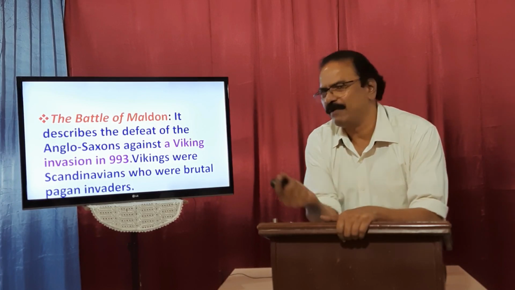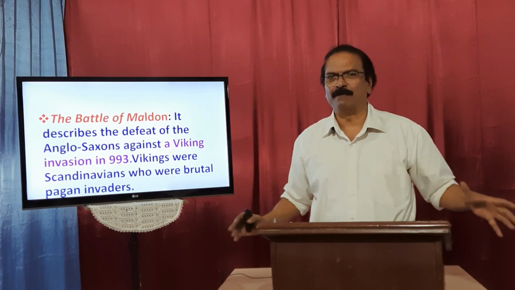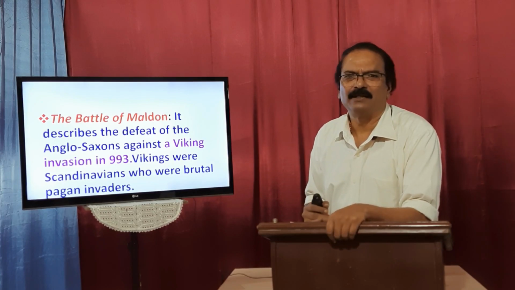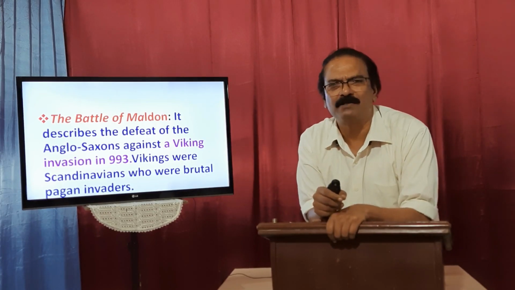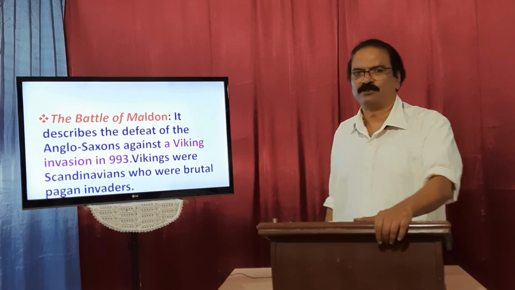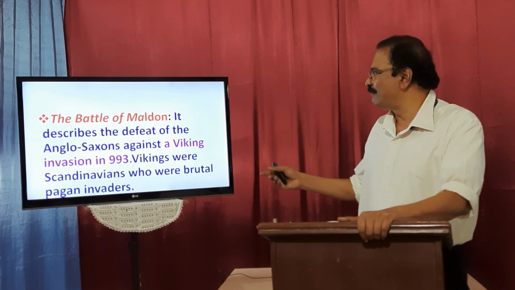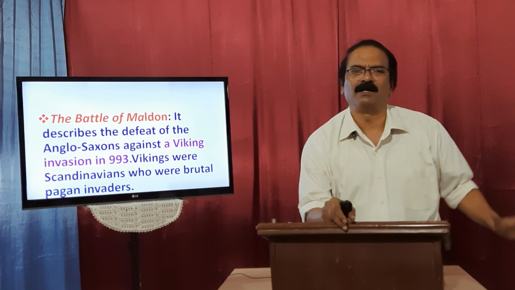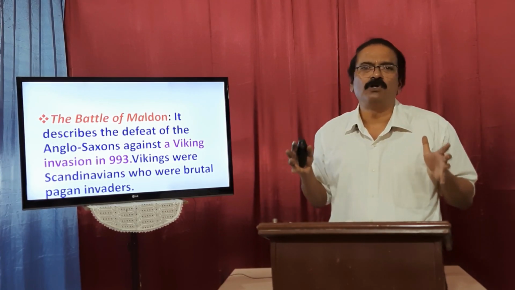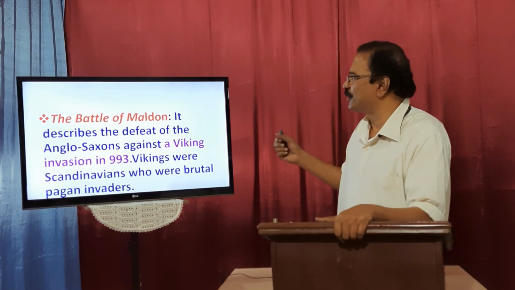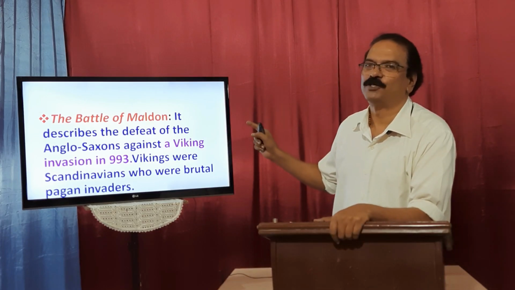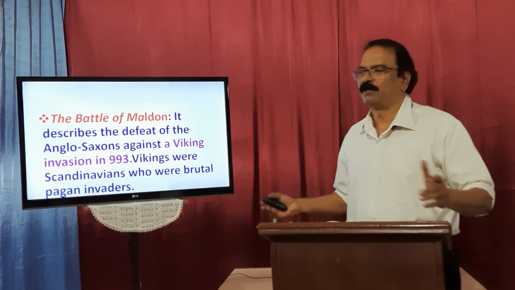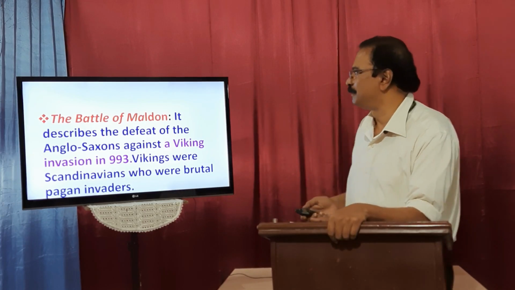Viking, what is Viking? They were from Denmark. Very aggressive group of people, tribes. And they went on, you know, invading, ransacking, pillaging and pirating, all the wicked, barbarous things. Okay, now Vikings were Scandinavians who were brutal pagan invaders. Not only from Scandinavia, they were also from Denmark. Okay, so these were a brutal group of people. And Anglo-Saxons lost one battle against these barbarians, and that is mentioned in the poem, The Battle of Maldon.